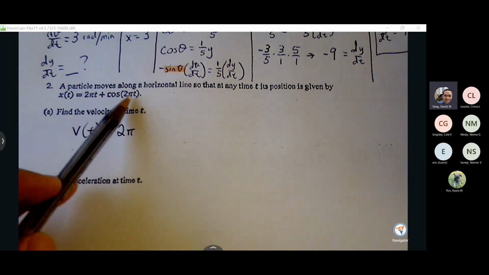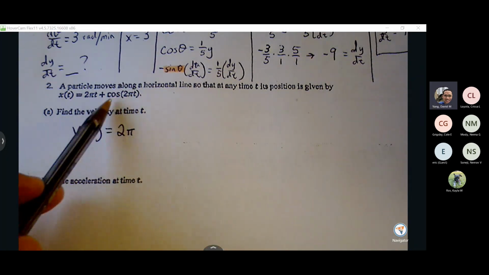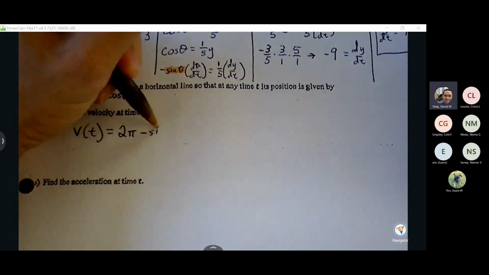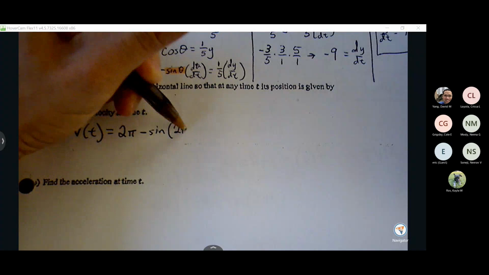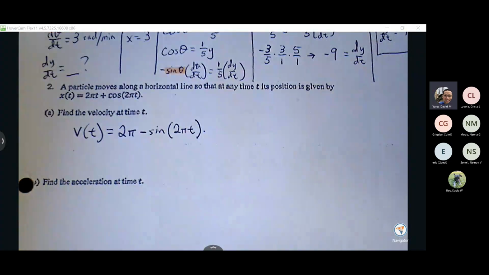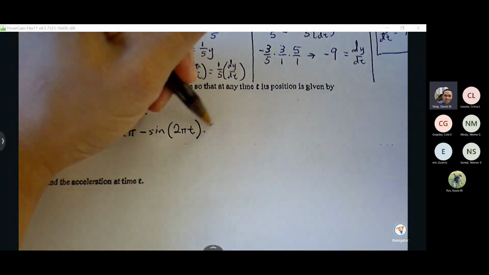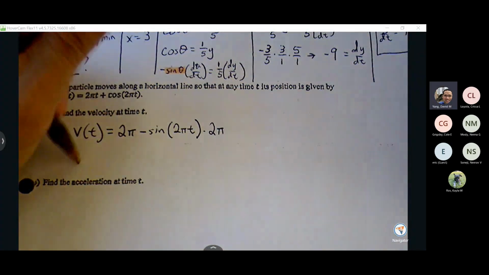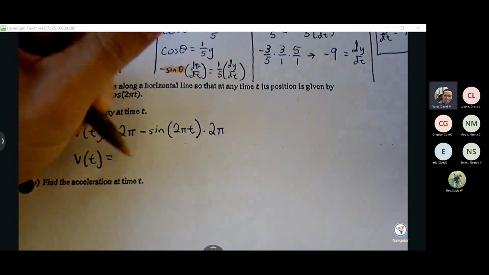All right, and then cosine of 2 pi t. Let's think about the derivative for cosine. Cosine of u becomes negative sine of u times u prime, so times 2 pi. Okay, any questions so far? I'm going to do a little bit of cleanup here just to rearrange things, but that's our derivative.